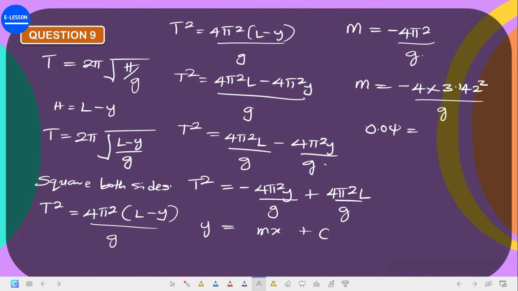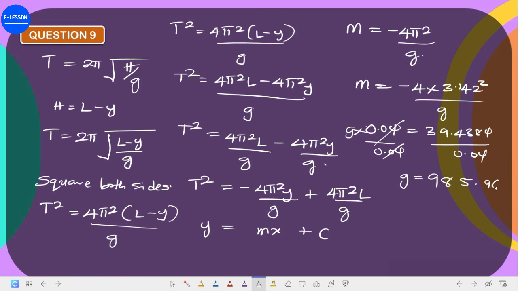So 0.04 is equal to 3.142 square, which is 9.8, then times 4, 39.4384. Then you know, of course, this one is g times, because if g multiplies this, it is going to give you this. Now to get g, what do we do? Divide both sides by 0.04. When 0.04 cancels this, your g will be equal to, divide this and tell me what you get. 0.04, and this gives us exactly 985.96. So this is our g.